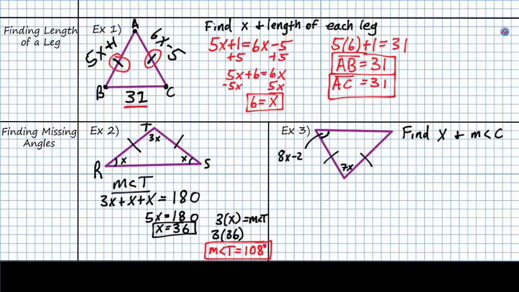Alright, now the second one is a little bit more difficult. We left some more information out. So we have to find x and the measure of angle C. And in this case, we have A is here, B is here, and C is here.